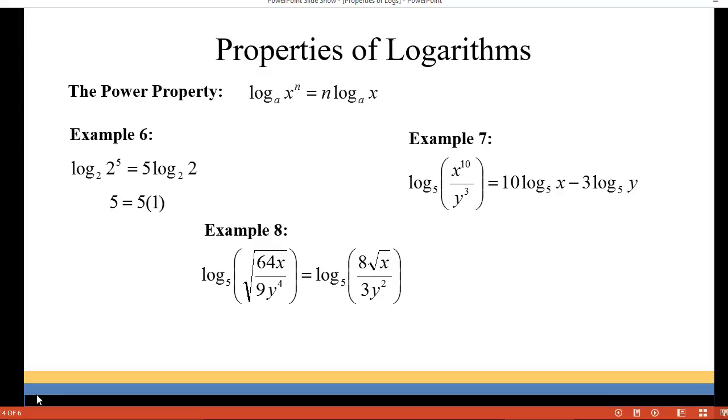For our next example, we have the square root of 64x over 9y to the 4th. So I'm going to simplify first, and I get 8 square root of x over 3y squared. Then expanding it out, whatever's in the numerator is going to have a positive sign in front of it, and whatever's in the denominator is going to have a negative sign in front of it. Now I also use the power property to bring the exponents in front. So where you have x square rooted, you can think of that as x to the 1/2. So your power is 1/2.